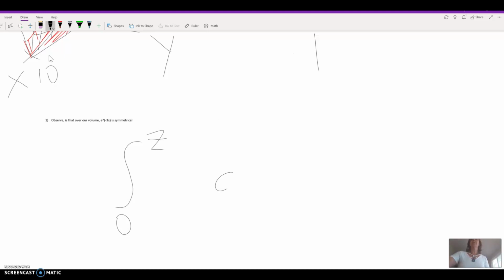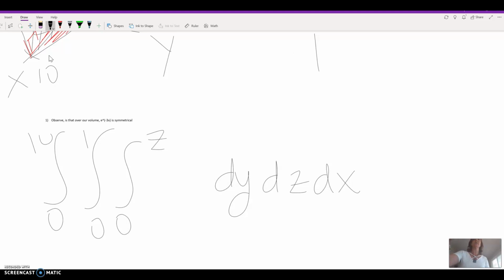And then, so that's going to be my dy. Then I was going to integrate with respect to z. So my z's go from 0 to 1. That was given. And then I can integrate with respect to x, and the x's go from 0 to 10. That was given. And since I want to actually find the final mass, I'm integrating the density function, e to the negative 3x, which was also given.